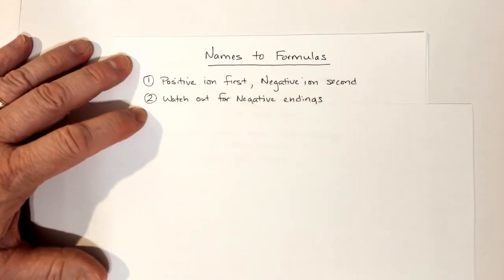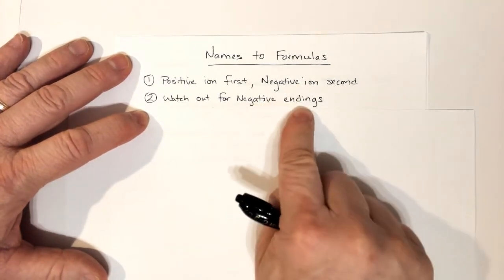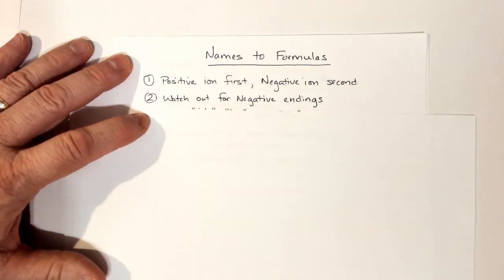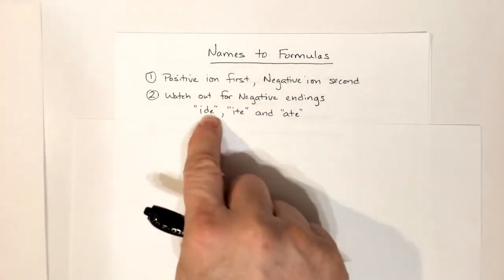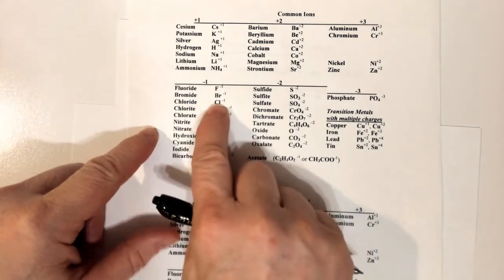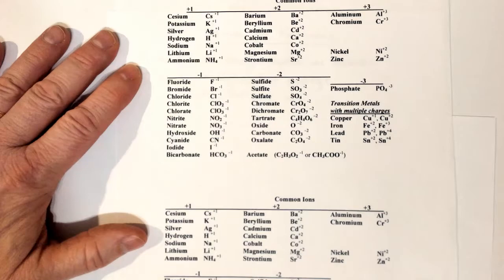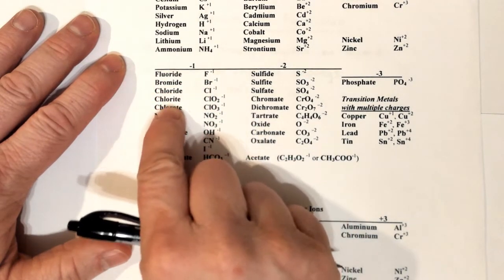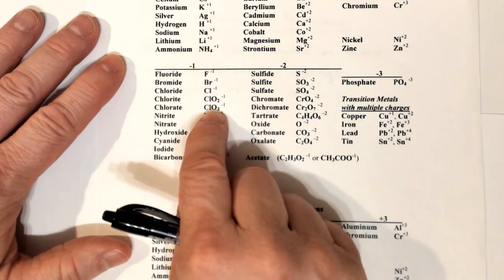The next thing is to make sure you watch out for the negative ion endings. There are special endings that have different meanings. There is "ide," "ite," and "ate." So if it's "ide," it means it is just the element by itself with a charge. So chloride. But if it's chlorite or chlorate, it's going to be chlorine now with oxygen.